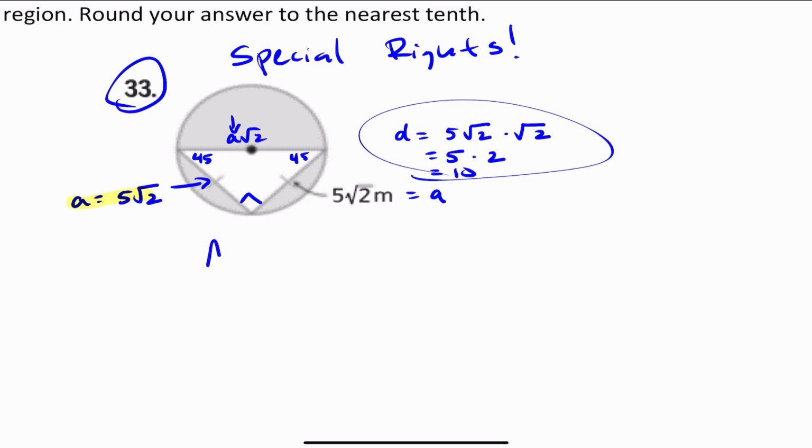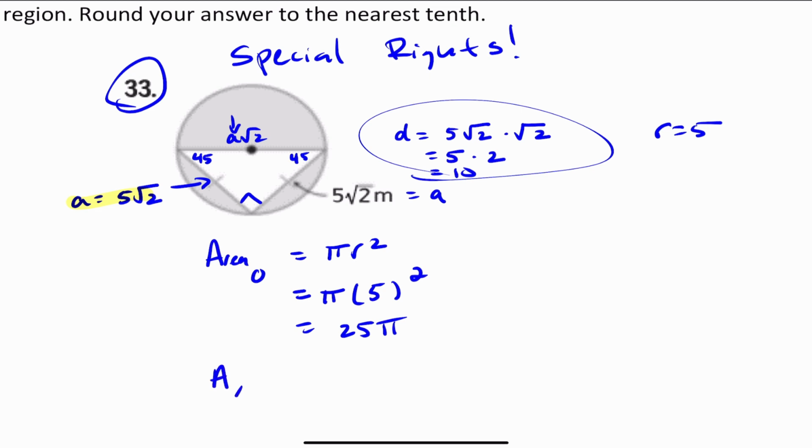So let's figure out the area of the circle. The area of the circle is equal to pi r squared. I'm just going to have my pi there. But what's the radius? Well, the radius is half of the diameter. So r is equal to 5, right? So it's 5 squared. So your area is 25 pi. That was easy. Let's go ahead and figure out the area of the triangle.